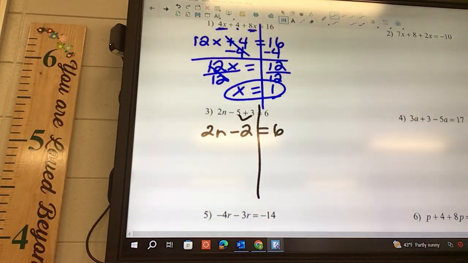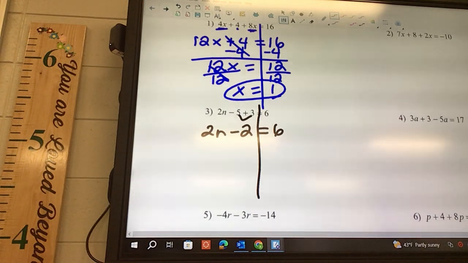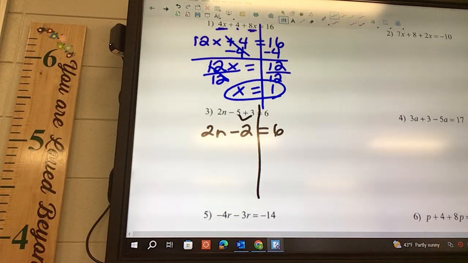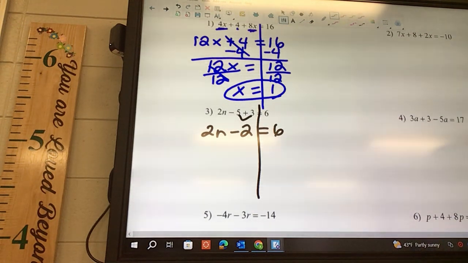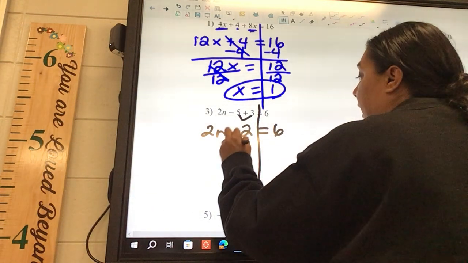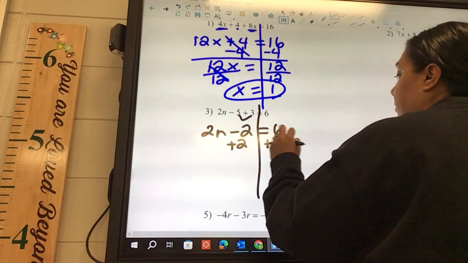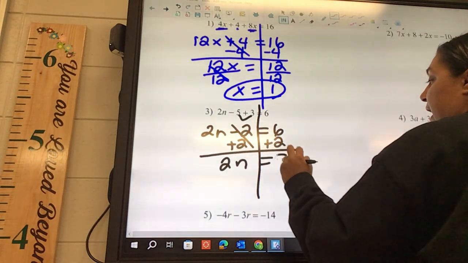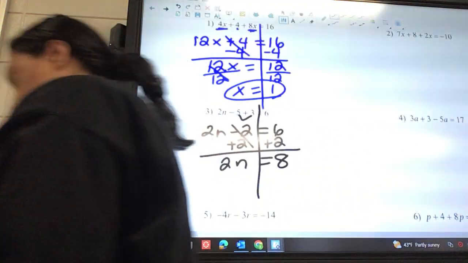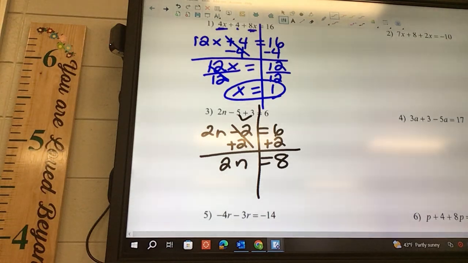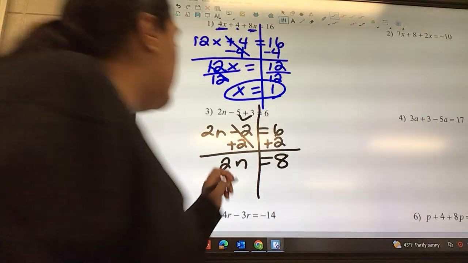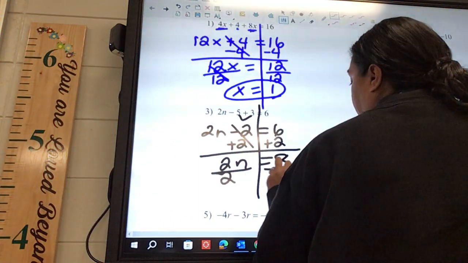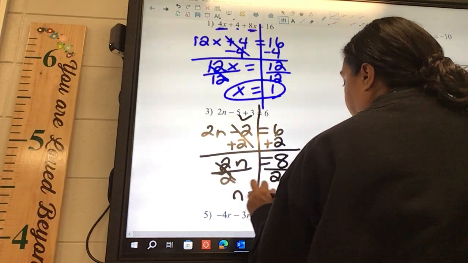Okay, and so now if we're looking at this, who's the kid? The minus 2. So how do I move the kid? Add 2. Okay, so I get 2n equals 8. And then what? Divide by 2. We're going to break up that couple. So I'm going to get n equals 4.